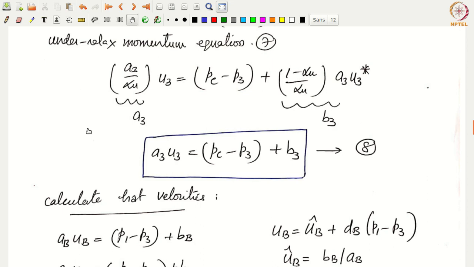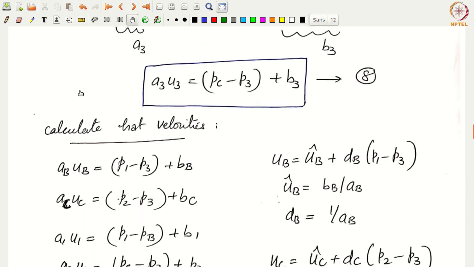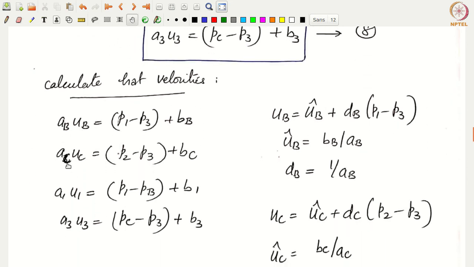Okay, so let us now move on with the algorithm. So essentially, once you have written the discrete momentum equations, you can solve for them. You can also calculate the hat velocities. So we go back and list out all the four equations that we have for the cells. This is the momentum equation for cell B, and this is for cell C, right? And this is for node 1, and this is for node 3, right?